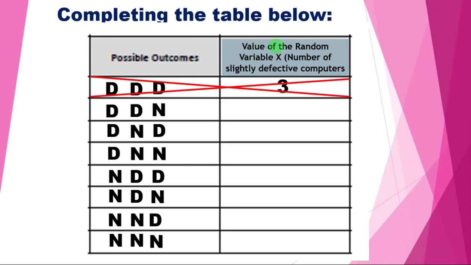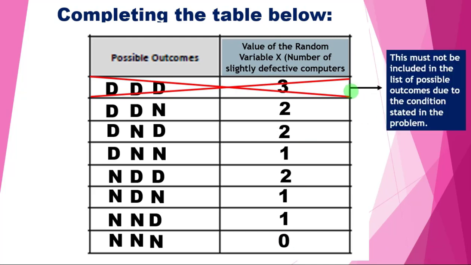Now, for the value of the random variable x, x is the number of slightly defective computers. So, in this case, it's 3. Here, we have 2 D's. Another one, we have 2 D's, 1 D, 2 D's, 1 D, 1 D, and 0 D. Now, there is a note here. This must not be included in the list of possible outcomes. Why? Due to the condition stated in the problem. Again, remember, the problem states that 2 out of 5 computers shipped are slightly defective.